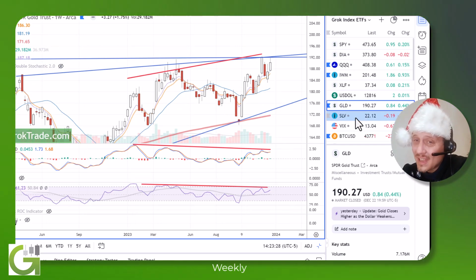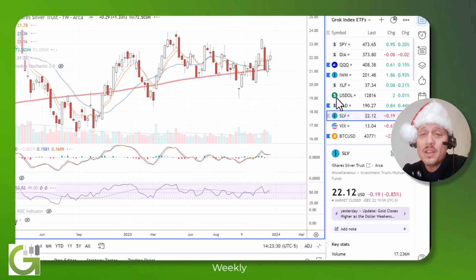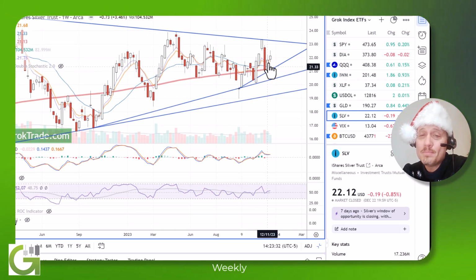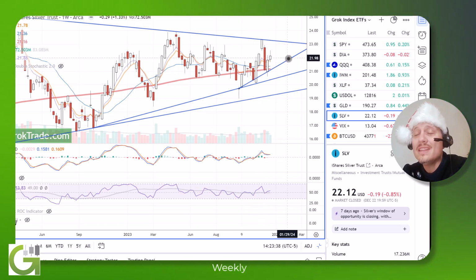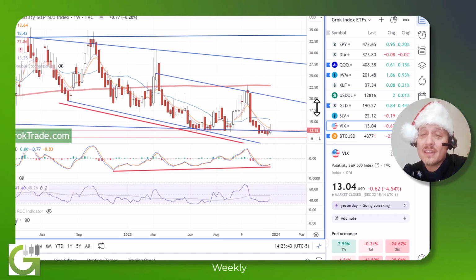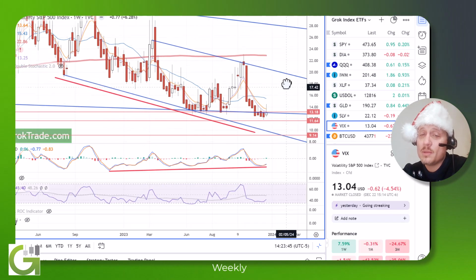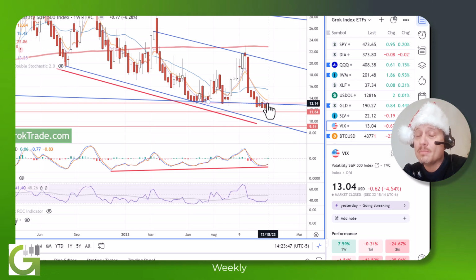And silver, if we go here, we get this bounce going up. We're above moving averages on the weekly chart, but we're just caught up between these two trend lines. And VIX spiked up last week. Wednesday and Thursday, markets got really bearish pretty quickly, and then Friday bouncing back.